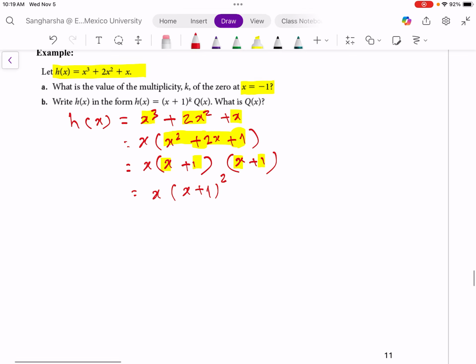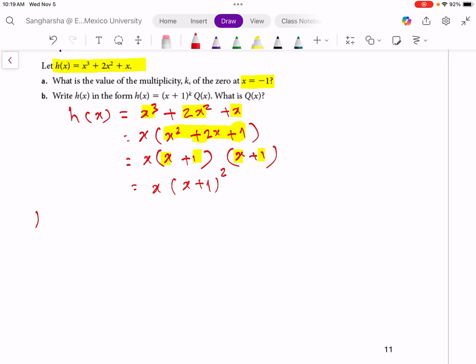Now let's write down the real zeros for this function. For what x value is this factor 0? When x is 0, this factor is 0. For what value of x is this factor 0? -1. So -1. Now let's write down the multiplicities.